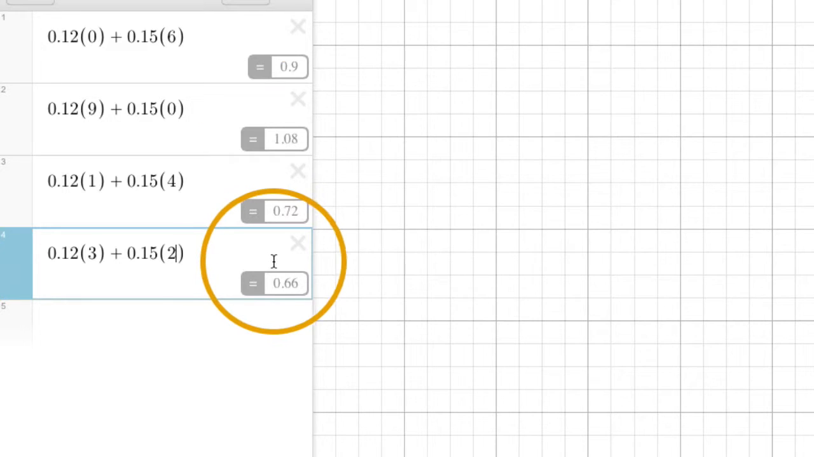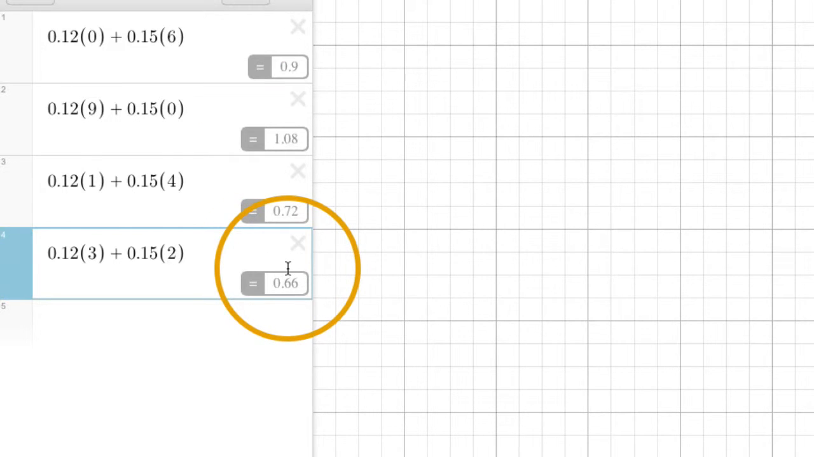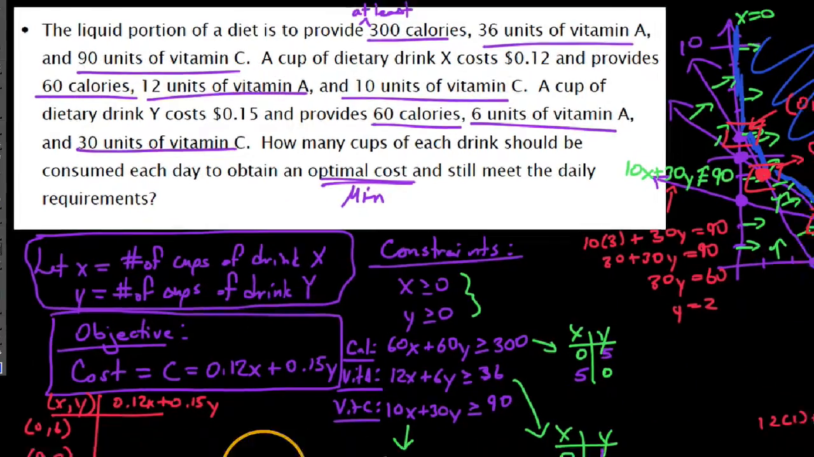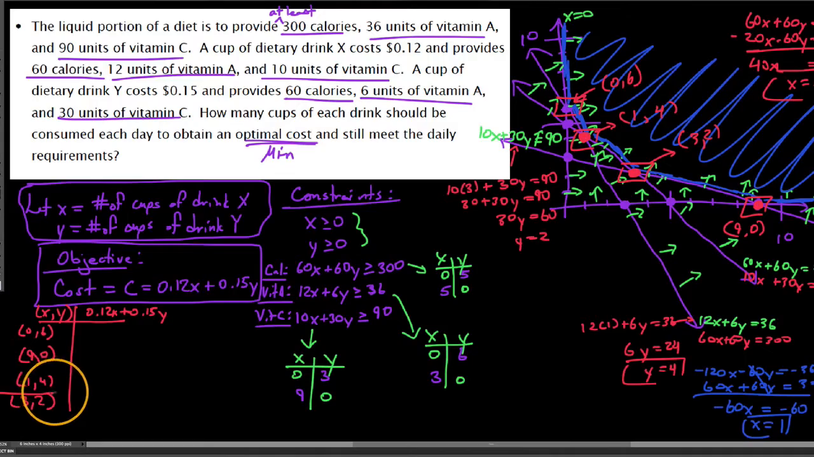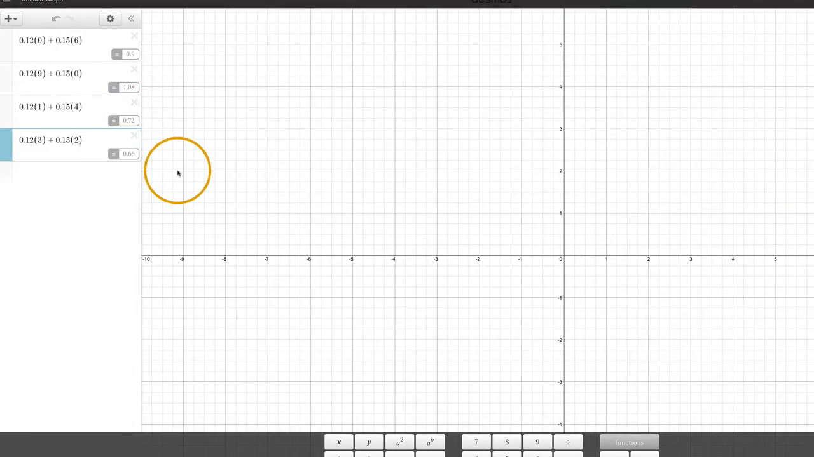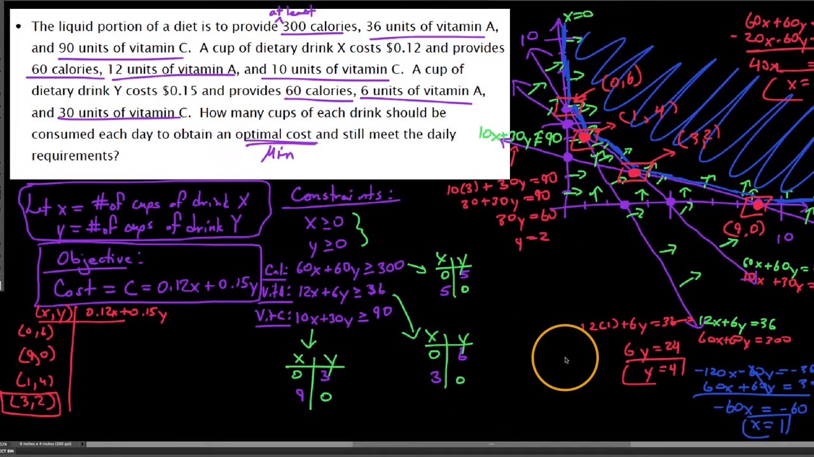Looking at all of these, we were trying to minimize our cost, and our minimum cost seems to occur when we have this (3, 2) pair right here. So I'm going to put a little note around (3, 2). And as a matter of fact, let's transplant our costs in here. We have 90 cents, $1.08, 72 cents, and 66 cents.